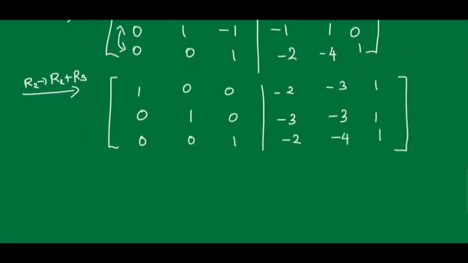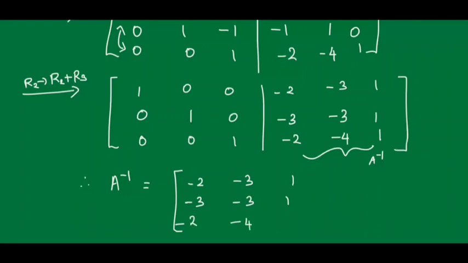Now we see that the matrix is of the form I and A inverse. So from this equivalent matrix we can write the A inverse matrix. This is the A inverse matrix, and therefore we can write A inverse is equal to minus 2, minus 3, 1, minus 3, minus 3, 1, minus 2, minus 4, 1.